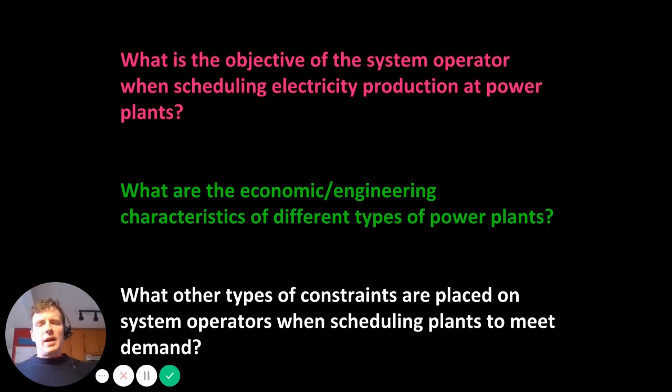Today, the quasi-final exam questions that pertain to this class are: what is the objective of the system operator when scheduling electricity production at power plants? What are the economic and engineering characteristics of different types of power plants? And also, what other types of constraints are placed on system operators when scheduling plants to meet demand?